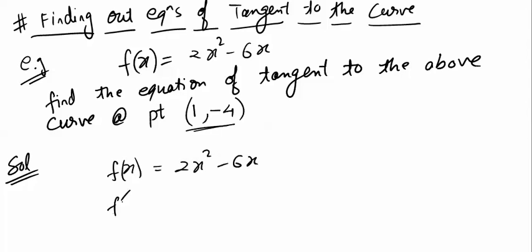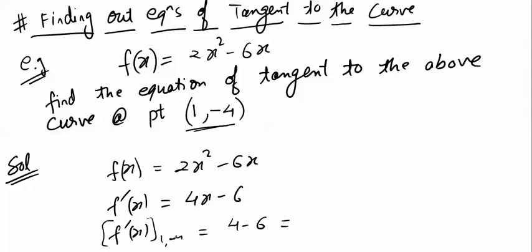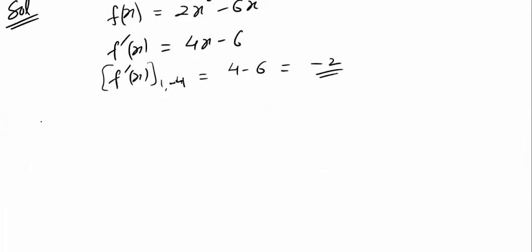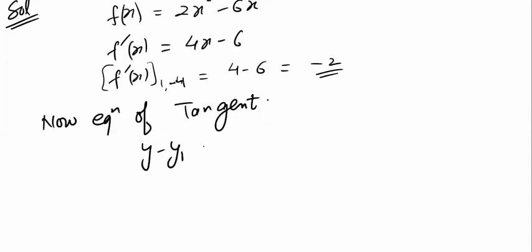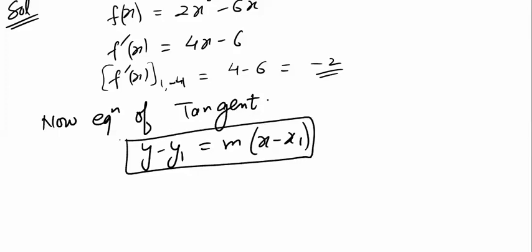So what is f dash x? It is 4x minus 6. And what is f dash x at point 1 comma minus 4? It will be nothing but 4 minus 6, that is minus 2. So you got the slope m. Now the equation of tangent will be nothing but y minus y1 is equal to m times x minus x1, right? So y minus minus 4 is equal to minus 2 times x minus 1.